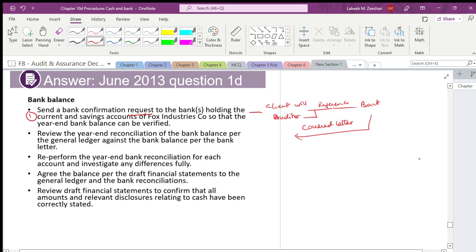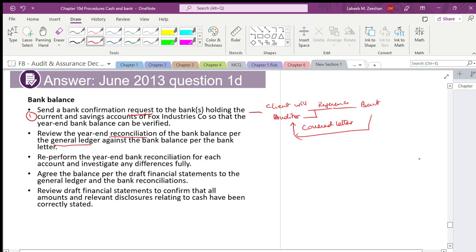Okay, this is the procedure. We are not talking about anything else, to get the bank confirmation. So that review the year-end reconciliations of the bank with respect to what? With respect to general ledger. Fine, that's what it says.